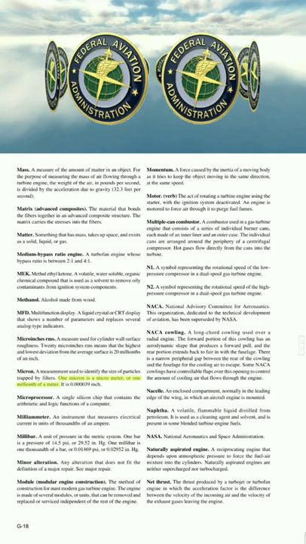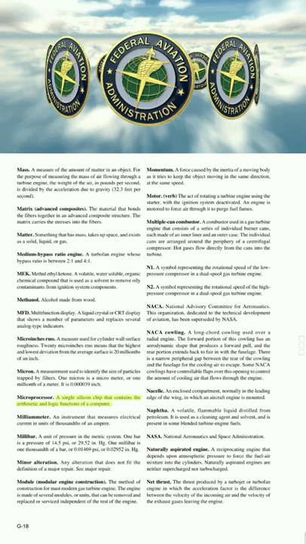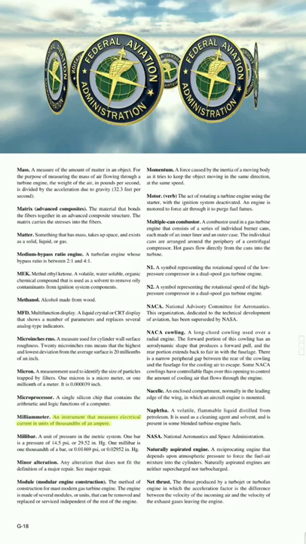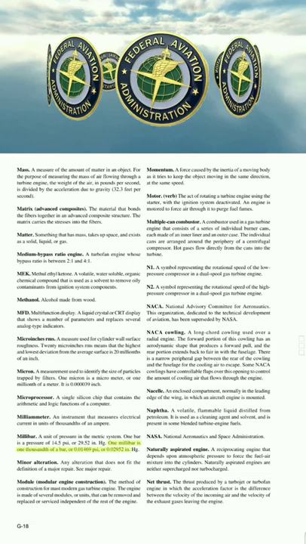It is 0.000039 inch. Microprocessor. A single silicon chip that contains the arithmetic and logic functions of a computer. Milliammeter. An instrument that measures electrical current in units of thousandths of an ampere. Millibar. A unit of pressure in the metric system. 1 bar is a pressure of 14.5 psi, or 29.52 in. Hg. 1 millibar is 1,000th of a bar, or 0.01469 psi, or 0.02952 in. Hg.